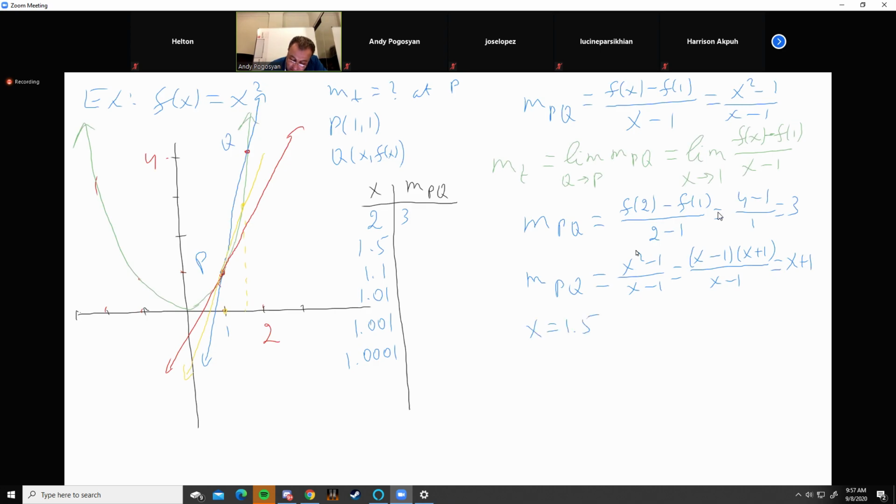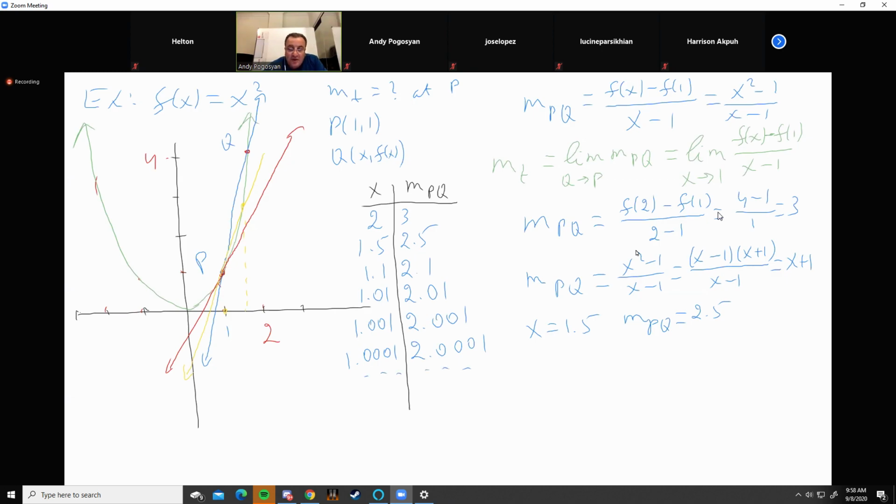When x is 1.5, MPQ would be 2.5. If it's 1.1, it's 2.1. Then 2.01, 2.001, 2.0001, and it continues the same way.